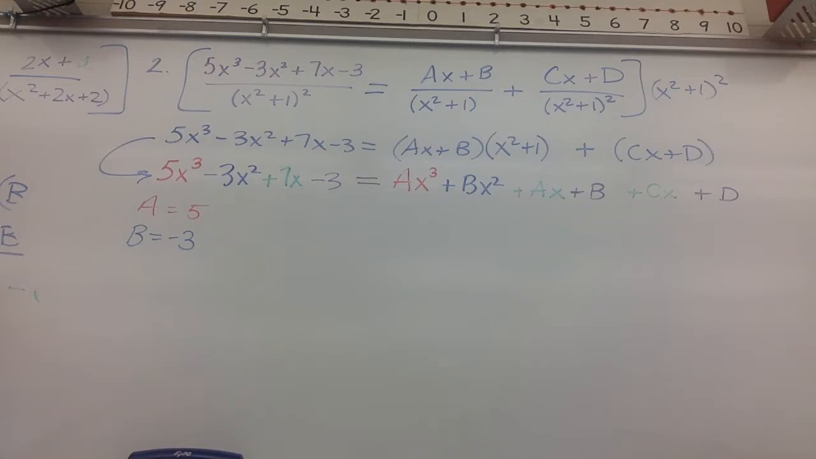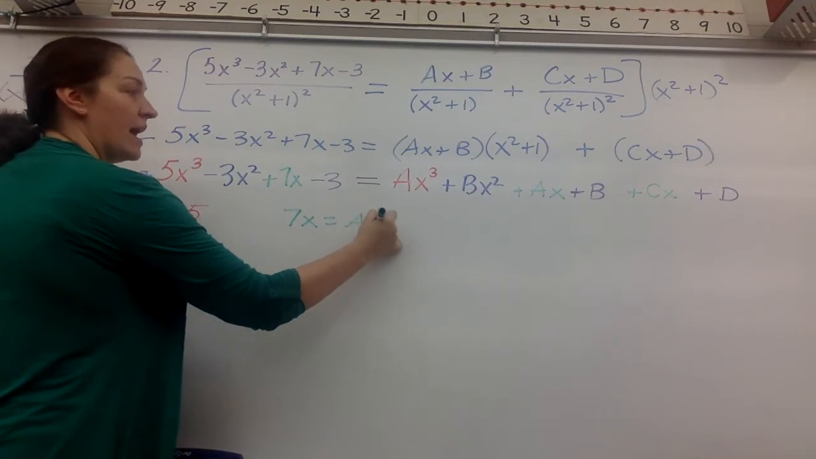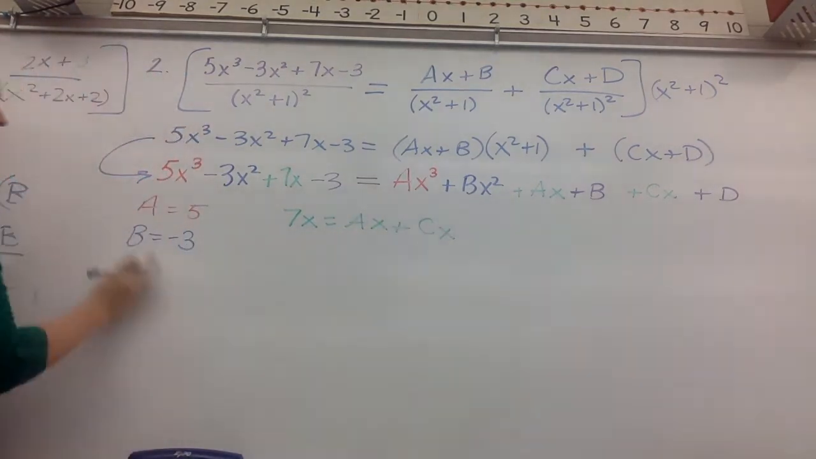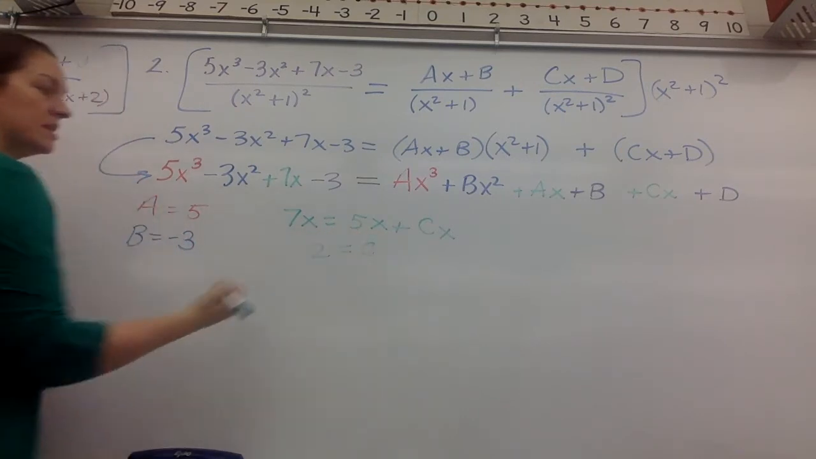I probably think the green would be easiest, so I can do 7x is equal to ax plus cx, and I know what A is, it's 5. So what's C? 2.